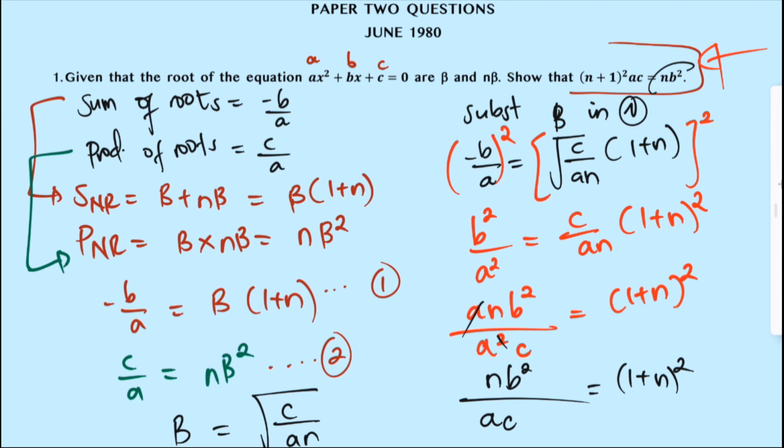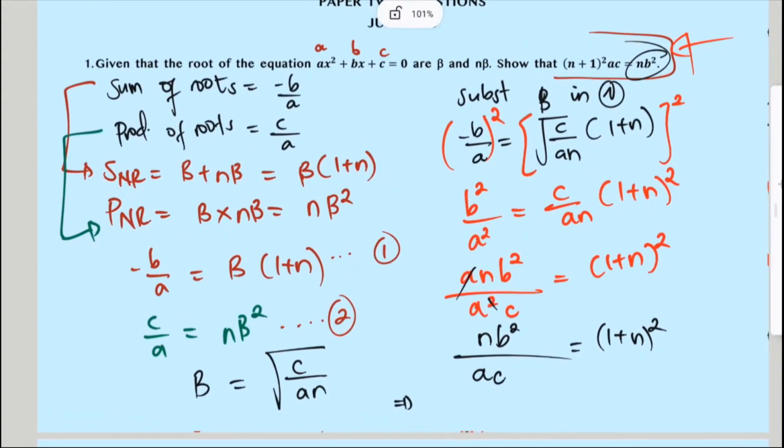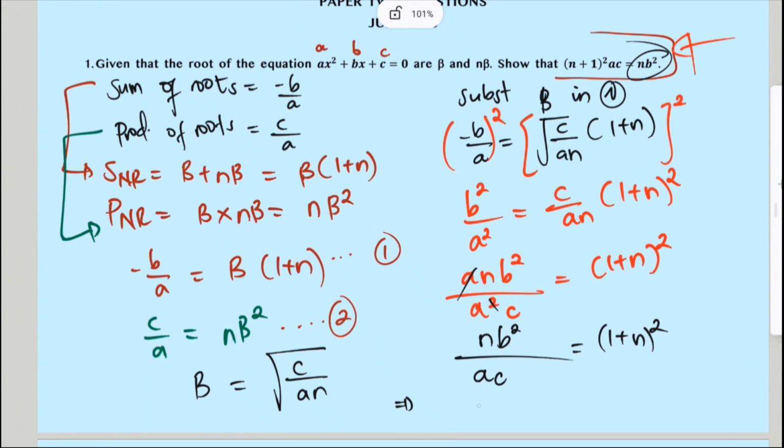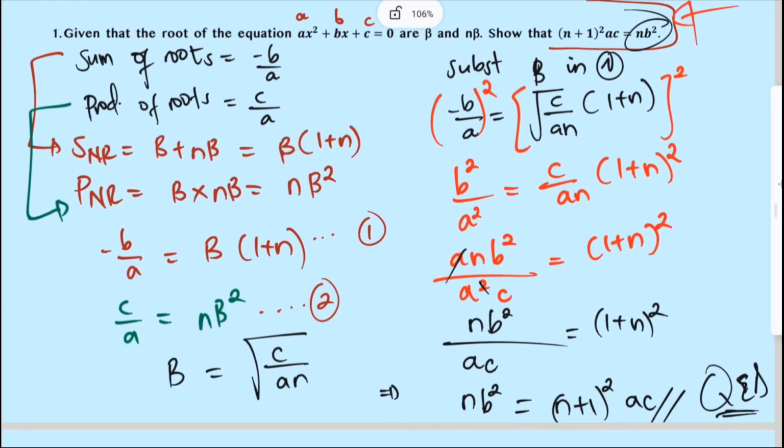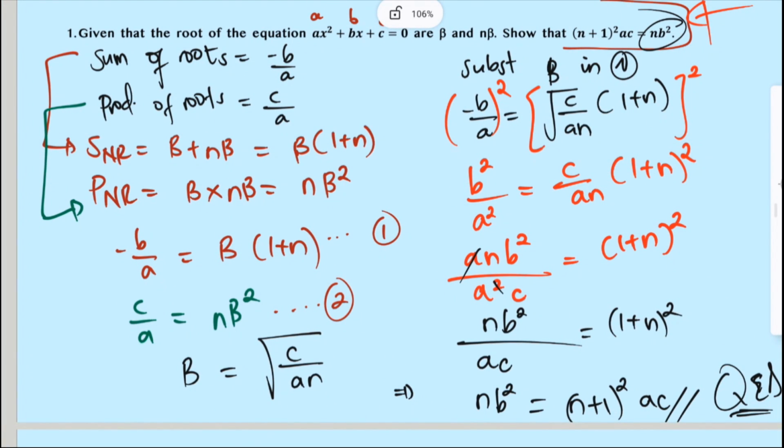Okay, so here they want to have nb squared on one side, so that will give us our final solution, which is nb squared is equal to n plus 1 all squared times ac. Quod erat demonstrandum, it means as required. Okay, let's move on to the next question.